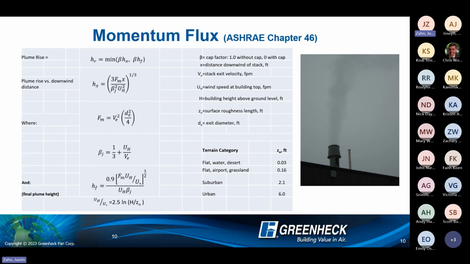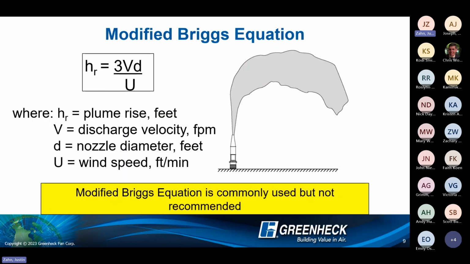We default to the momentum flux equation in our selection program, but we keep the modified Briggs, I should say, on deck in our selection program, just because when we get that inquiry that comes in that says, hey, how come this manufacturer has a 10-foot higher plume height than you, we want to be able to explain to them, hey, they are using the modified Briggs equation. So what we simply do is, once we get that call, we simply switch our selection from momentum flux to modified Briggs, and we're usually dead on the money with our competitors' plume height.